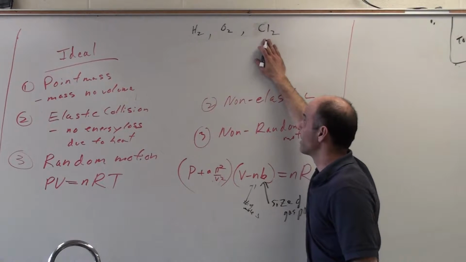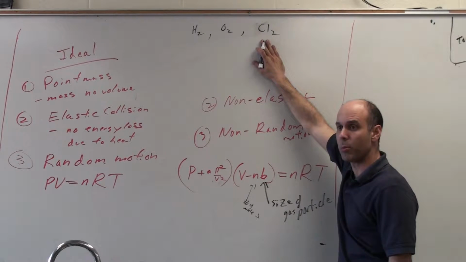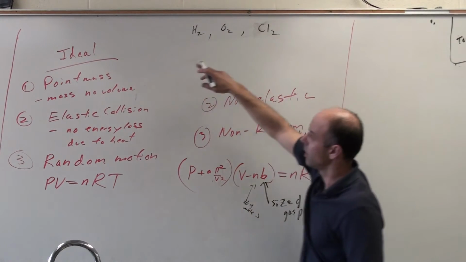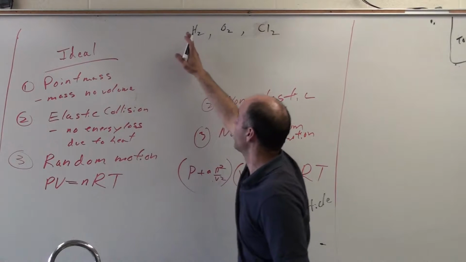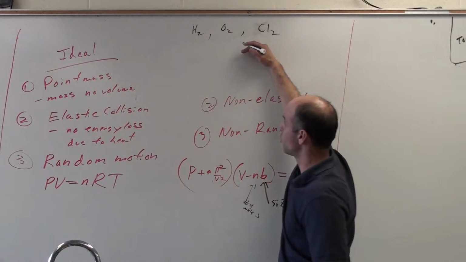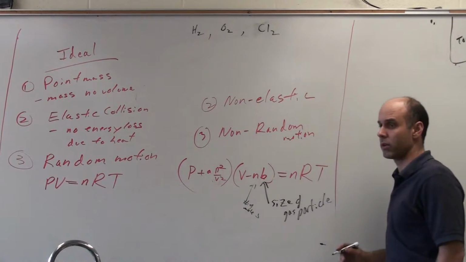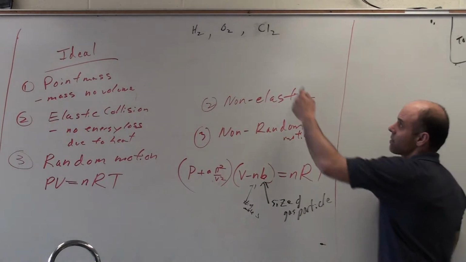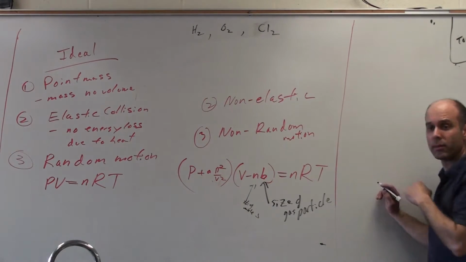So which one is going to act the most non-ideal? In ideal, we pretend all gases are the same size. When it's real, then we take into account their size. So the one that's going to behave the least like an ideal gas is the one that's the biggest, so the chlorine.